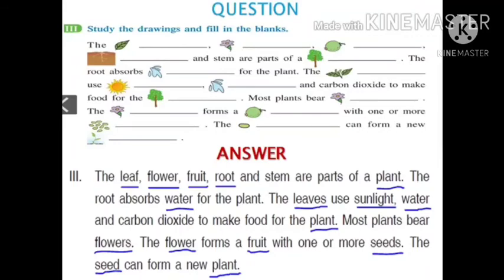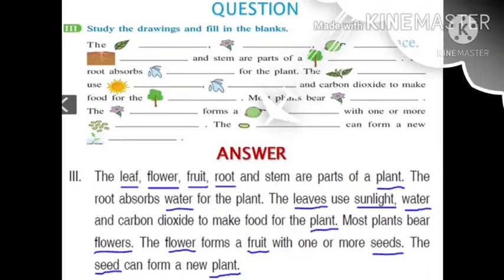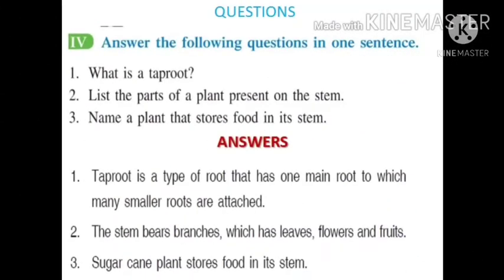The roots absorb water for the plant. The leaves use sunlight, water and carbon dioxide to make food for the plant. Most plants bear flowers. The flower forms a fruit with one or more seeds. The seed can form a new plant. Now let's go for the question answers.